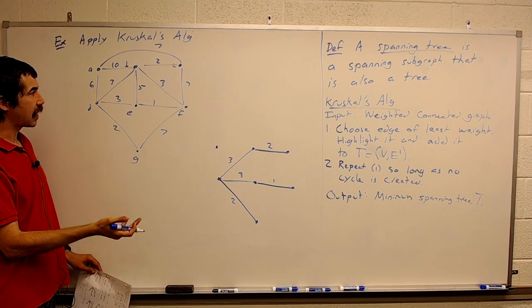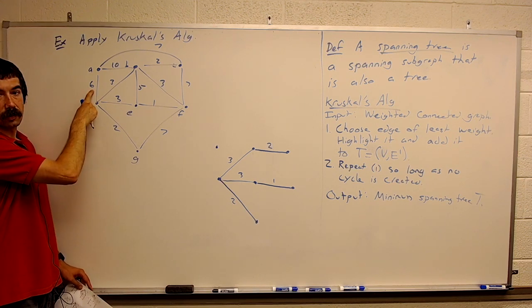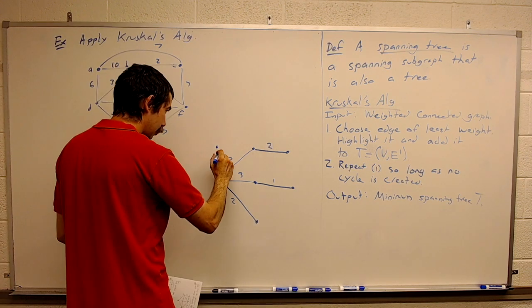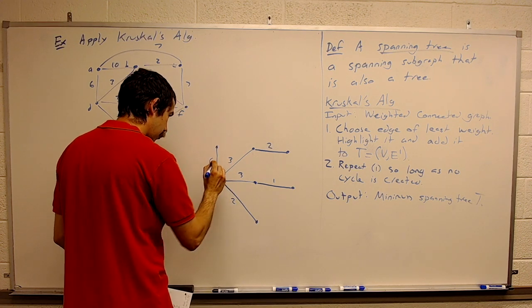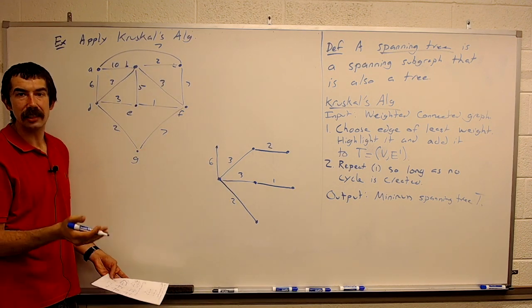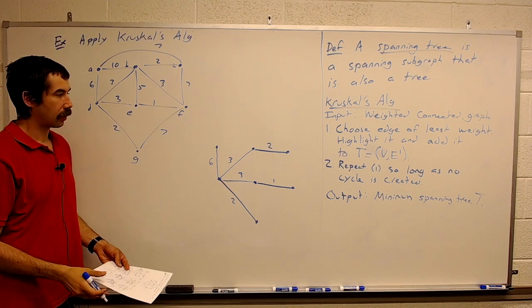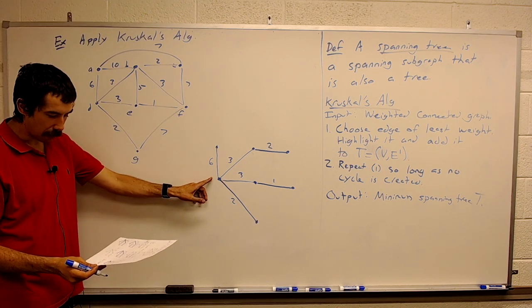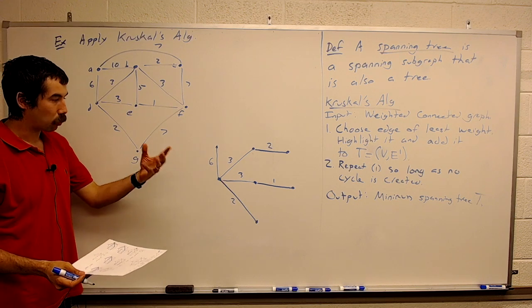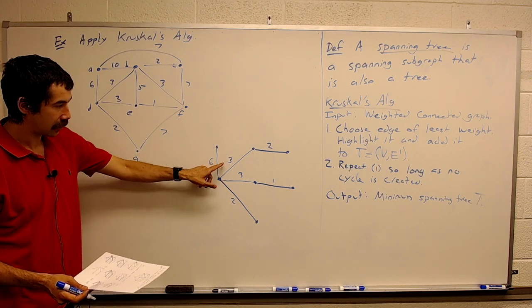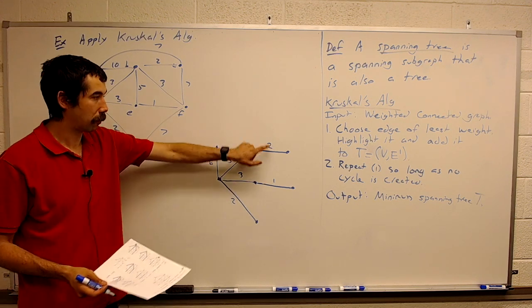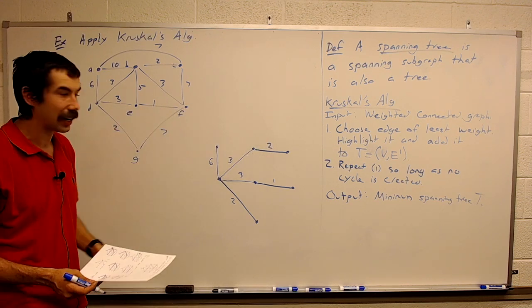What's next? 6. We can include that. All right, and since we've hit every single vertex, we're done. This here is the minimum spanning tree, and its weight is 6 plus 3 plus 3 plus 2 plus 1 plus 2. Its weight is 17.